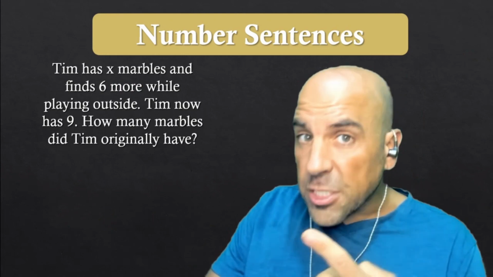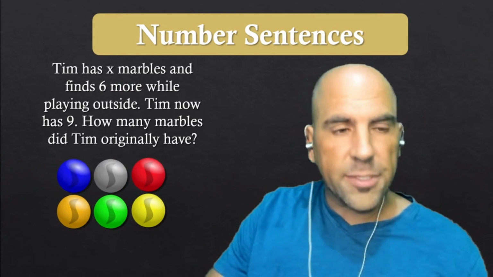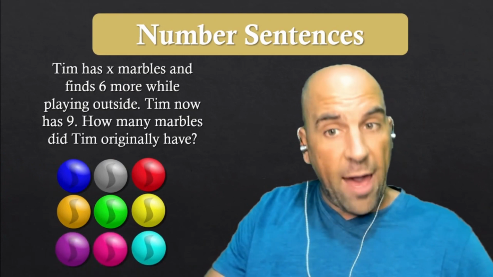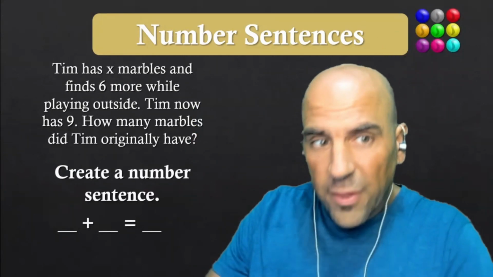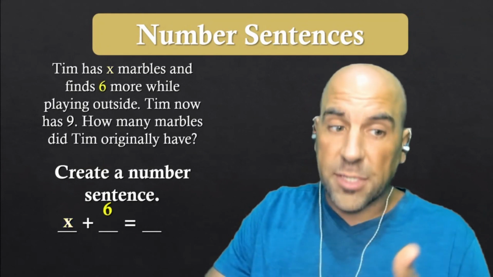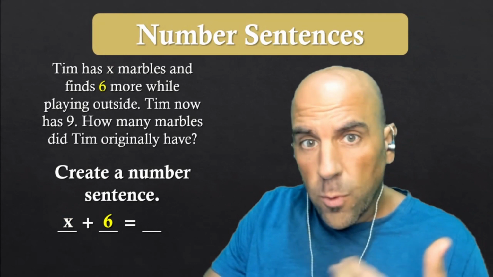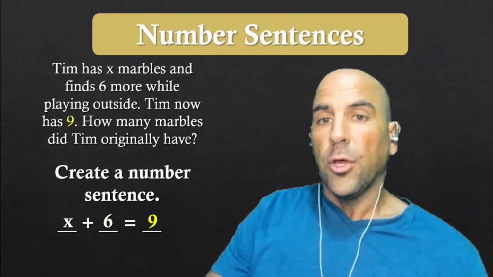Tim has X marbles, we don't know how many, and finds 6 more while playing outside. Tim now has 9. How many marbles did Tim have originally? So you see, this is a little bit different. This is still addition because we have X and then 6 more. But here we don't have what we started with. We do have the answer, and that's 9.